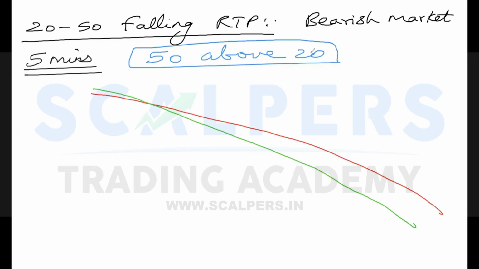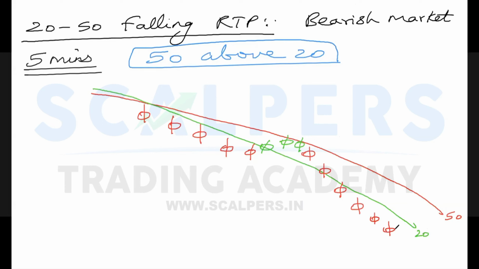Now what will the candles do? See the structure of the 20 and 50. They will be going parallel like a railway track. Candles will take resistance at the 20 SMA. If the 20 SMA is broken, the candles will take comfortable resistance at the 50 SMA, and again the downtrend continues.